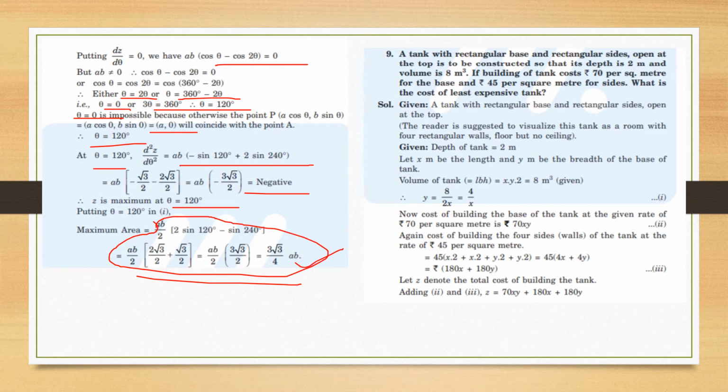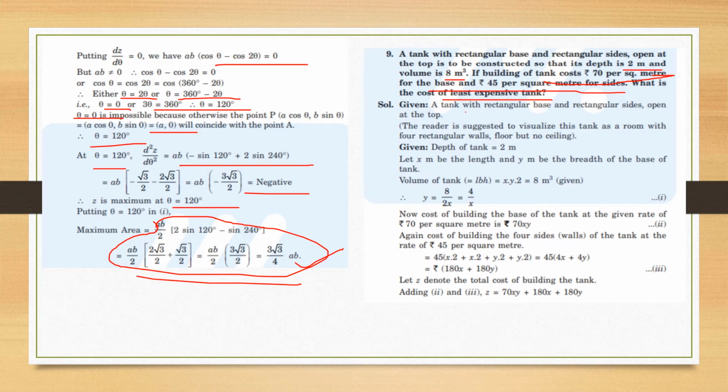Number 9: a tank with a rectangular base and rectangular sides, open at the top, is to be constructed so that its depth is 2 meters and volume is 8 cubic meters. If building the tank costs ₹70 per square meter for the base and ₹45 per square meter for the sides, what is the cost of the least expensive tank?